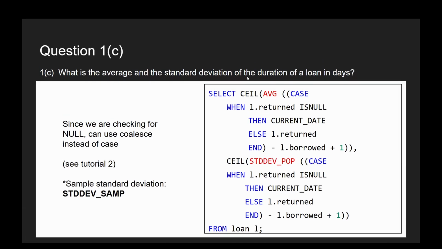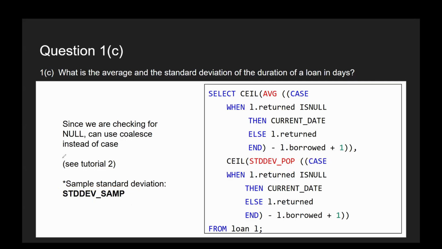Okay, so we have this standard deviation. Average you guys already know. It's quite common. And this standard deviation POP, what does this POP mean? This POP means population. So if you want to find the standard deviation of a sample, then we'll use the ones on the right corner, standard deviation sample.